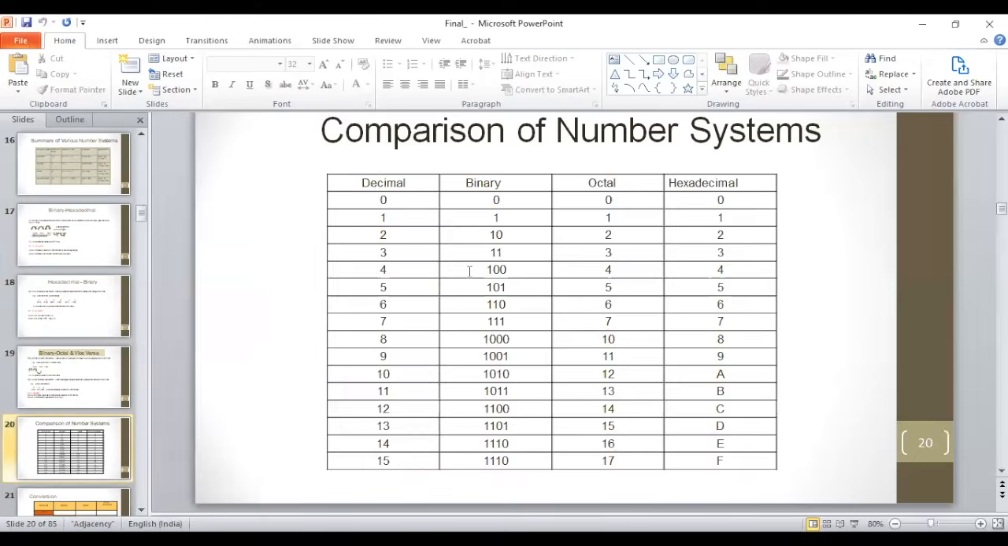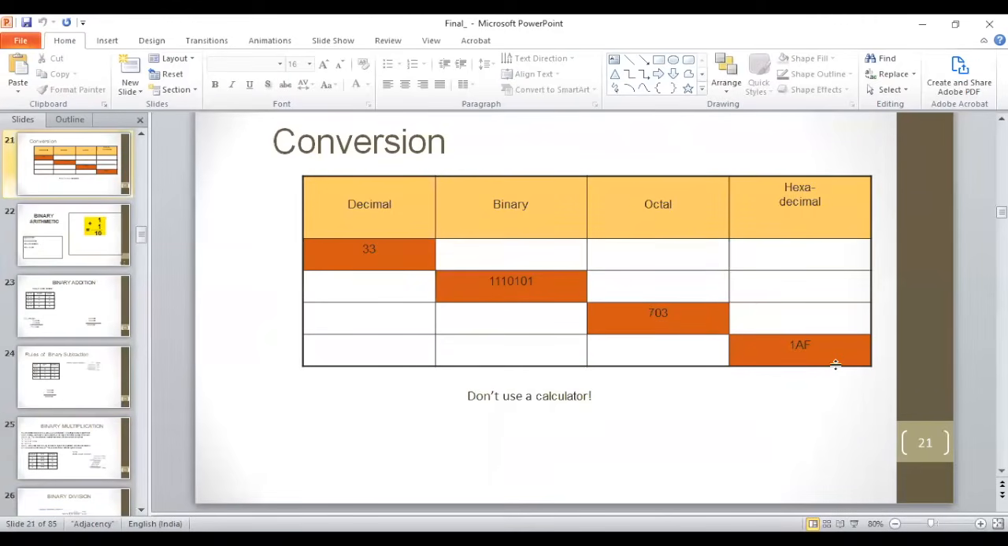So you can see 0, 0, 0, it's all 0. In the comparison number, you can check now in octal that after 7 I'm going to start with 10. So in decimal it is 8, but over here it is 10. Similarly, over here it is 9, it is 11. And this is how the number system works. This is the conversion, don't use a calculator. The value is 33 in decimal.